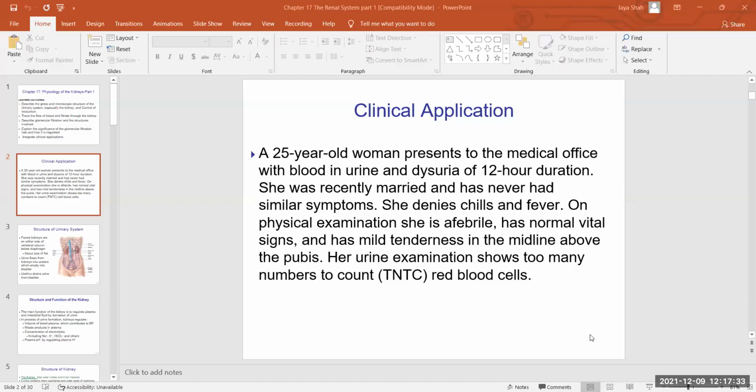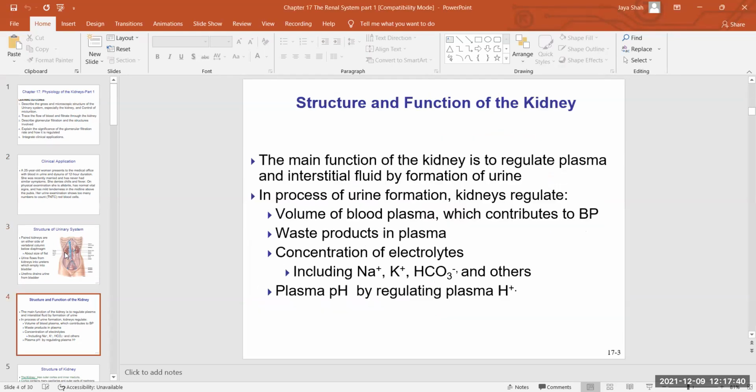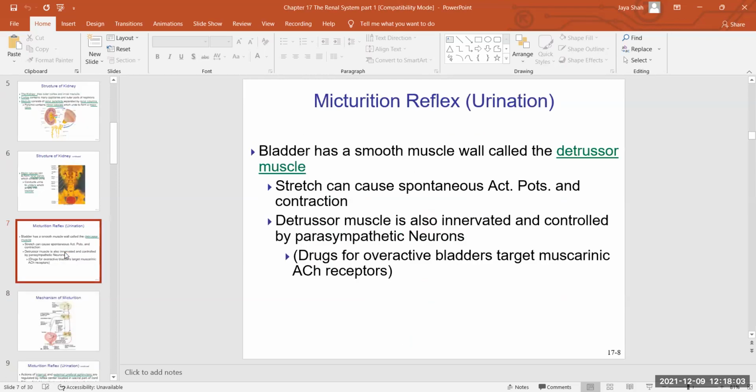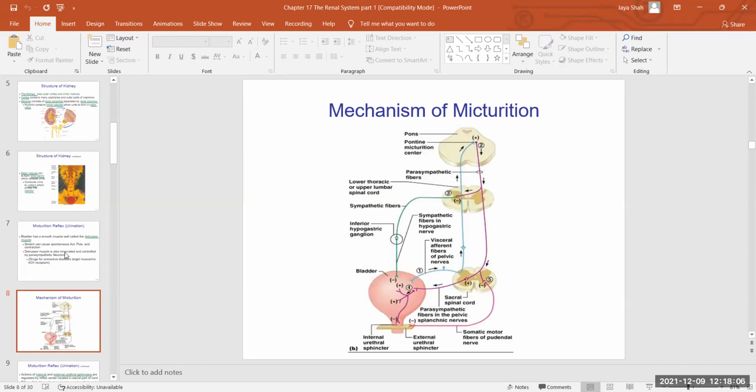Last, the renal system. Organs of the renal system. How organs of the renal system are different in male and female. Structure of the kidney. What is medulla, what is cortex, and what are other structures like renal pyramids, renal column, minor calyces, major calyces. Mechanism of urination, which is called mechanism of micturition.